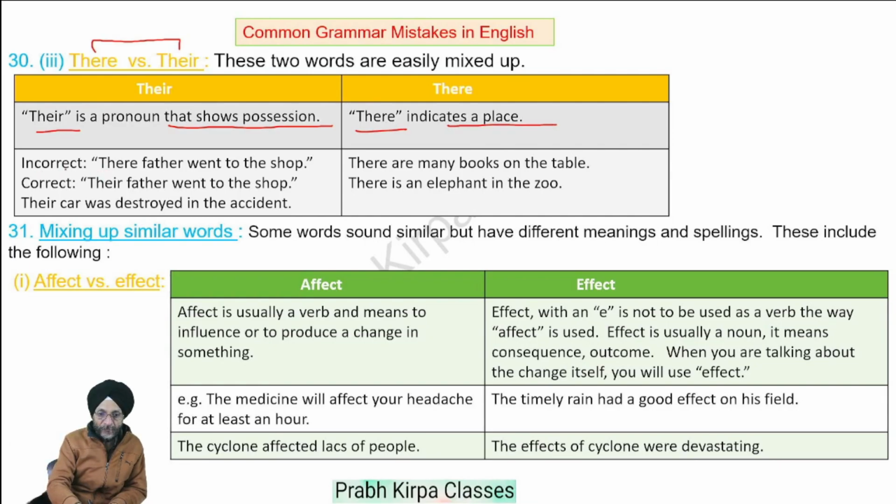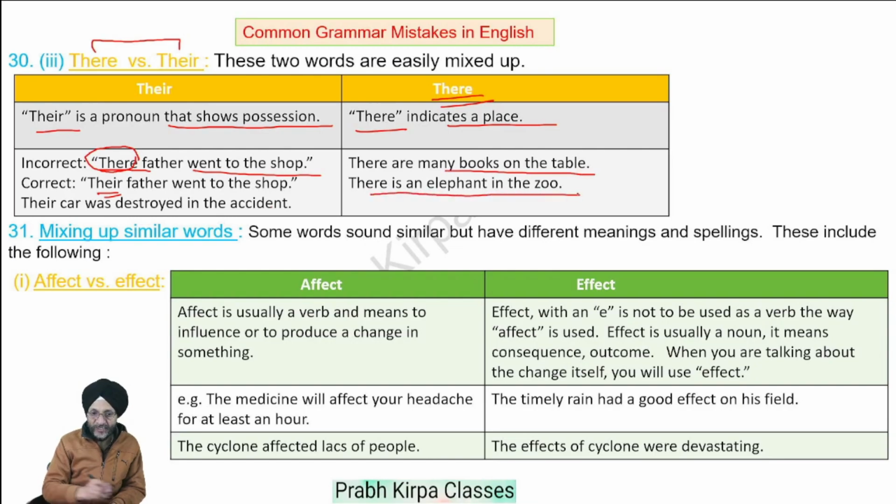Let us see an example. There father went to the shop. Here this word is wrong. There has to be written as their. Their father went to the shop. Their car was destroyed in the accident. Examples of there: there are many books on the table. There is an elephant in the zoo.